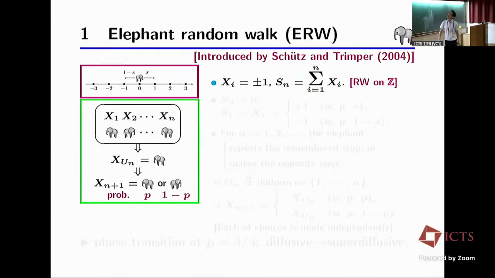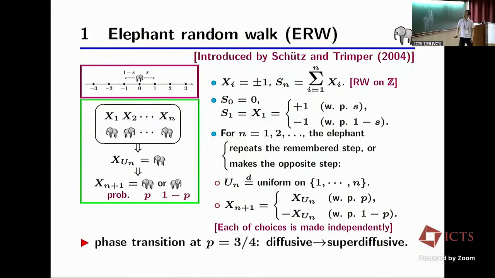The feature of this random walk is the phase transition at the special value p equals 3/4. It becomes superdiffusive when p exceeds 3/4. To explain our interacting random walk model, let me recall some known results for the standard model.